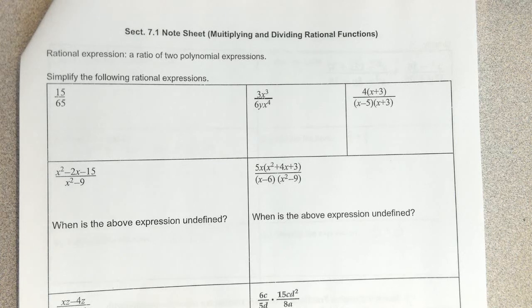All right, we are going to get started on section 7.1, multiplying and dividing rational functions. A rational expression is just a ratio of two polynomial expressions. When you hear the word rational, you can sort of think fraction, okay? So let's go ahead and get started here. Let's start with just fractions, okay?